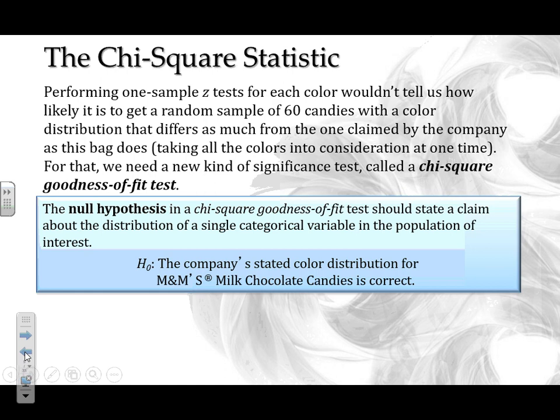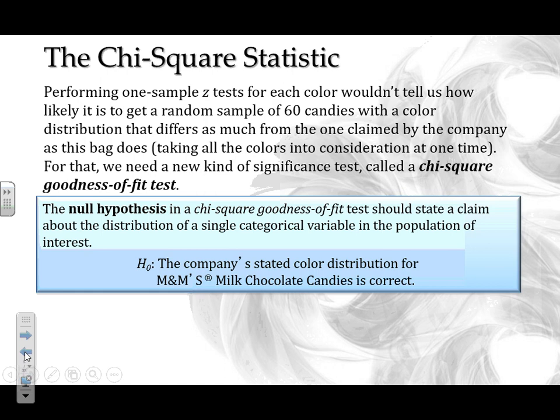So the null hypothesis should state a claim about the distribution for a single categorical variable in a population of interest. One of the things to make sure of with the goodness of fit test is that you are looking at one particular variable and at the distribution of that one variable. So it's one sample, one variable, and you're looking at the distribution of that one variable.